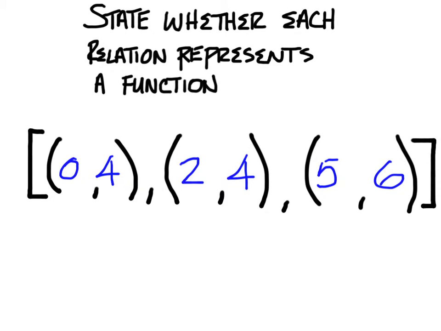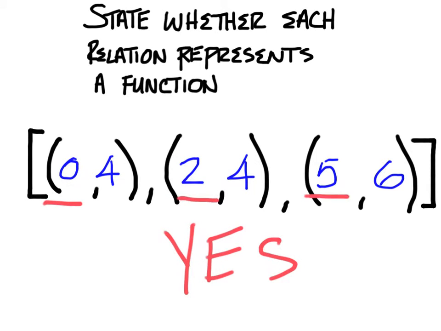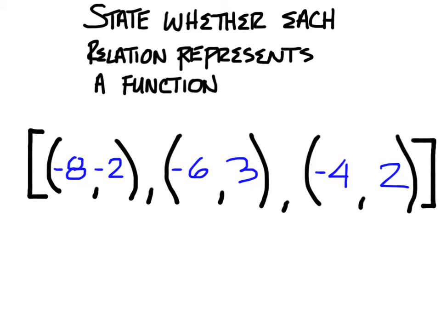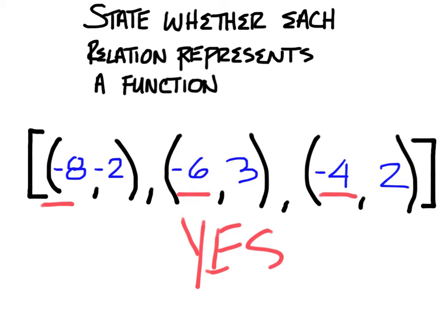Fields. Would this be a function, yes or no? Yes, it would be. We have a 0, 2, and a 5. No repetitions in the X values. Horner, would this be a function? Yes. We have -8, -6, -4.